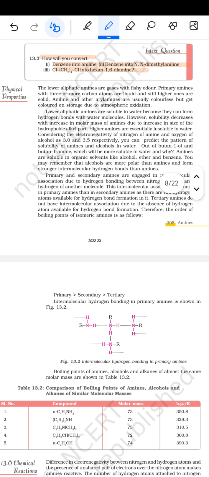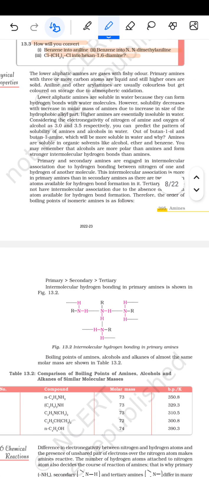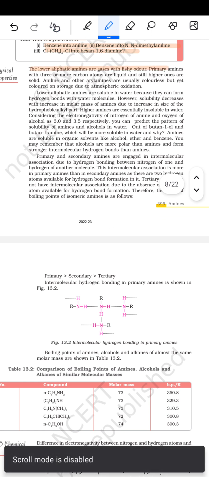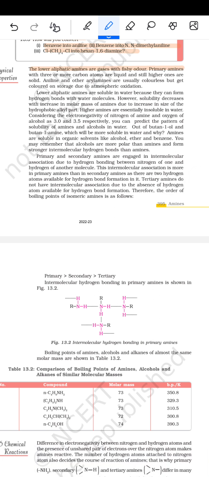Physical properties: the lower aliphatic amines are gaseous with a fishy odor. Primary amines with 3 or more carbon atoms are liquid and still higher ones are solid. Aniline and the other aryl amines are usually colorless but get colored on storage due to atmospheric oxidation. Lower aliphatic amines are soluble in water because they can form hydrogen bonds with the water molecule. However, solubility decreases with the increase in the molar mass of the amines due to increase in the size of the hydrophobic alkyl part. Higher amines are essentially insoluble in water.